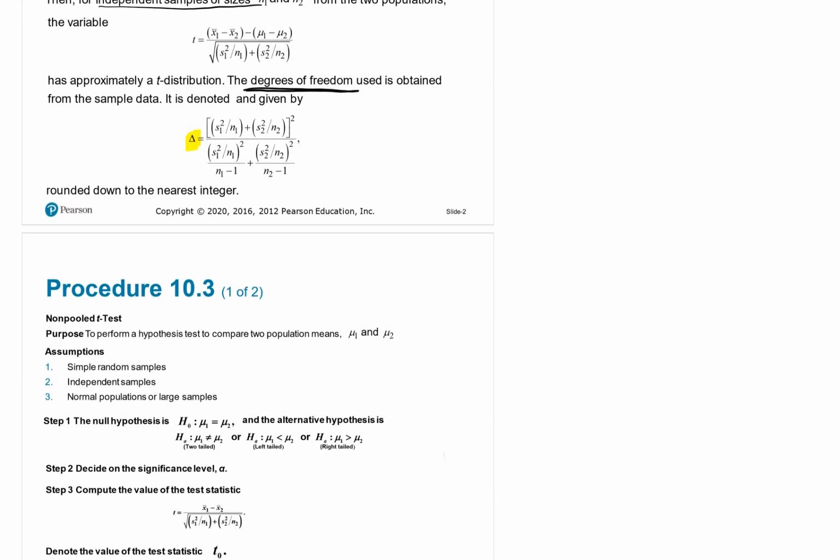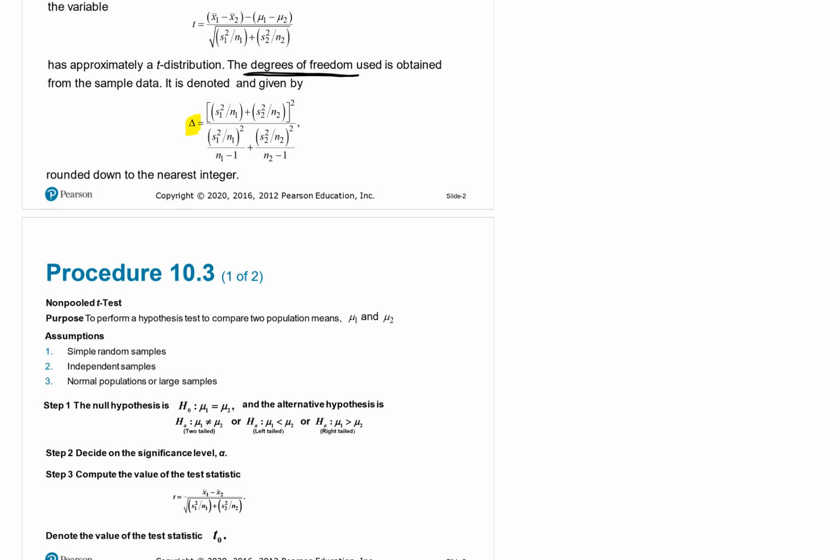In general, to set it up, the conditions that need to be met are simple random sampling, independent samples, and the populations should be normally distributed or the sample sizes bigger than or equal to 30. The fourth condition is not here, which was that the standard deviations for both populations should be the same. Here they are not. We know they are not.